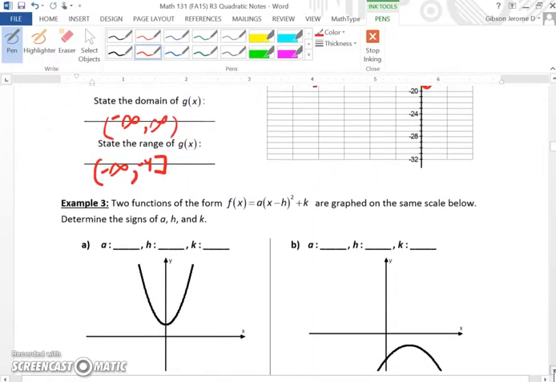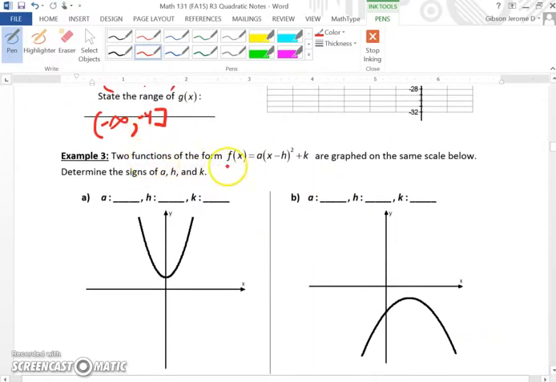Okay, now we go to example 3. It says two functions of the form f of x is equal to a times x minus h parentheses squared plus k are graphed on the same scale below. Determine the signs of a, h, and k. So a will have to be positive because it's going upward. H is 0. And then k would be positive. Because remember, this is your x and y value.